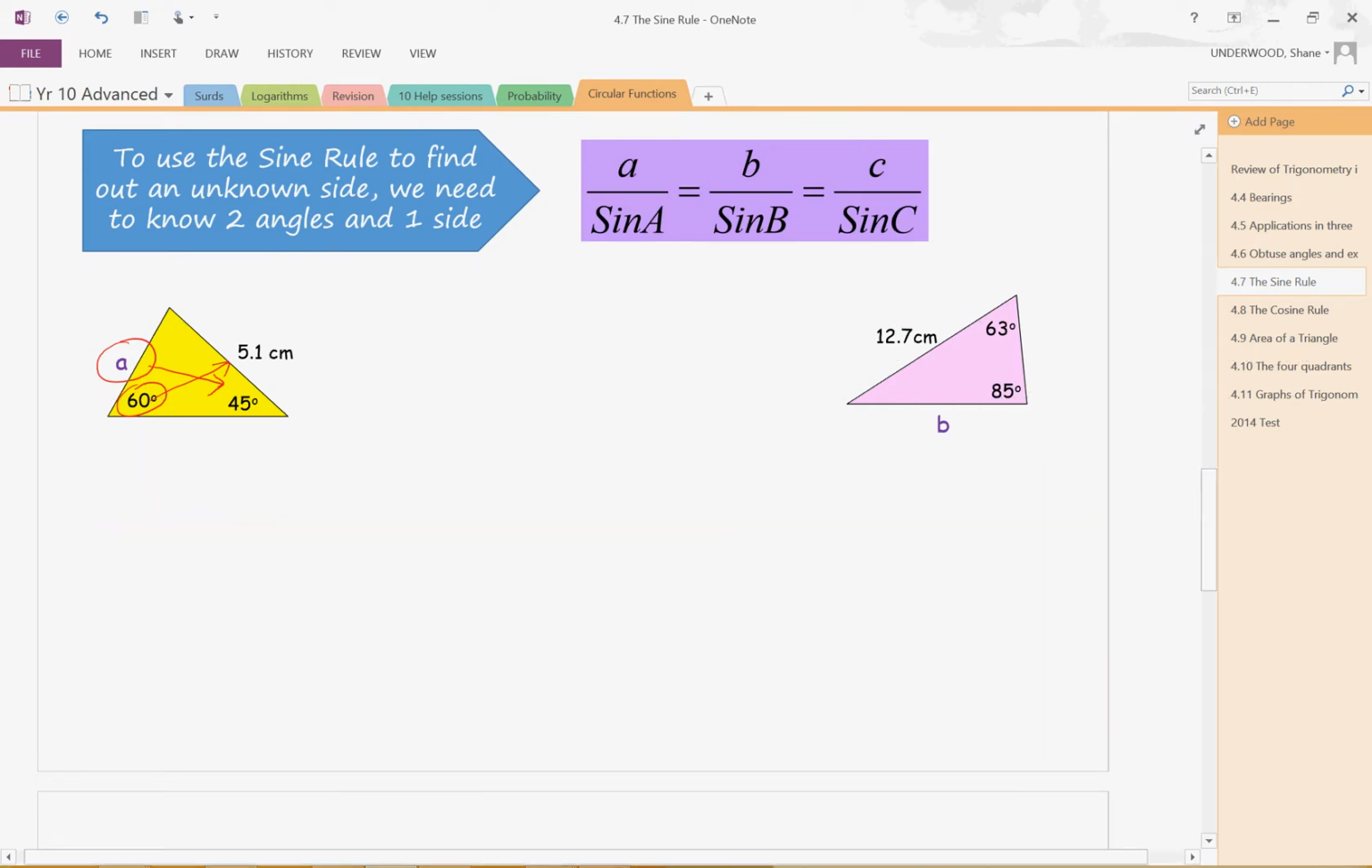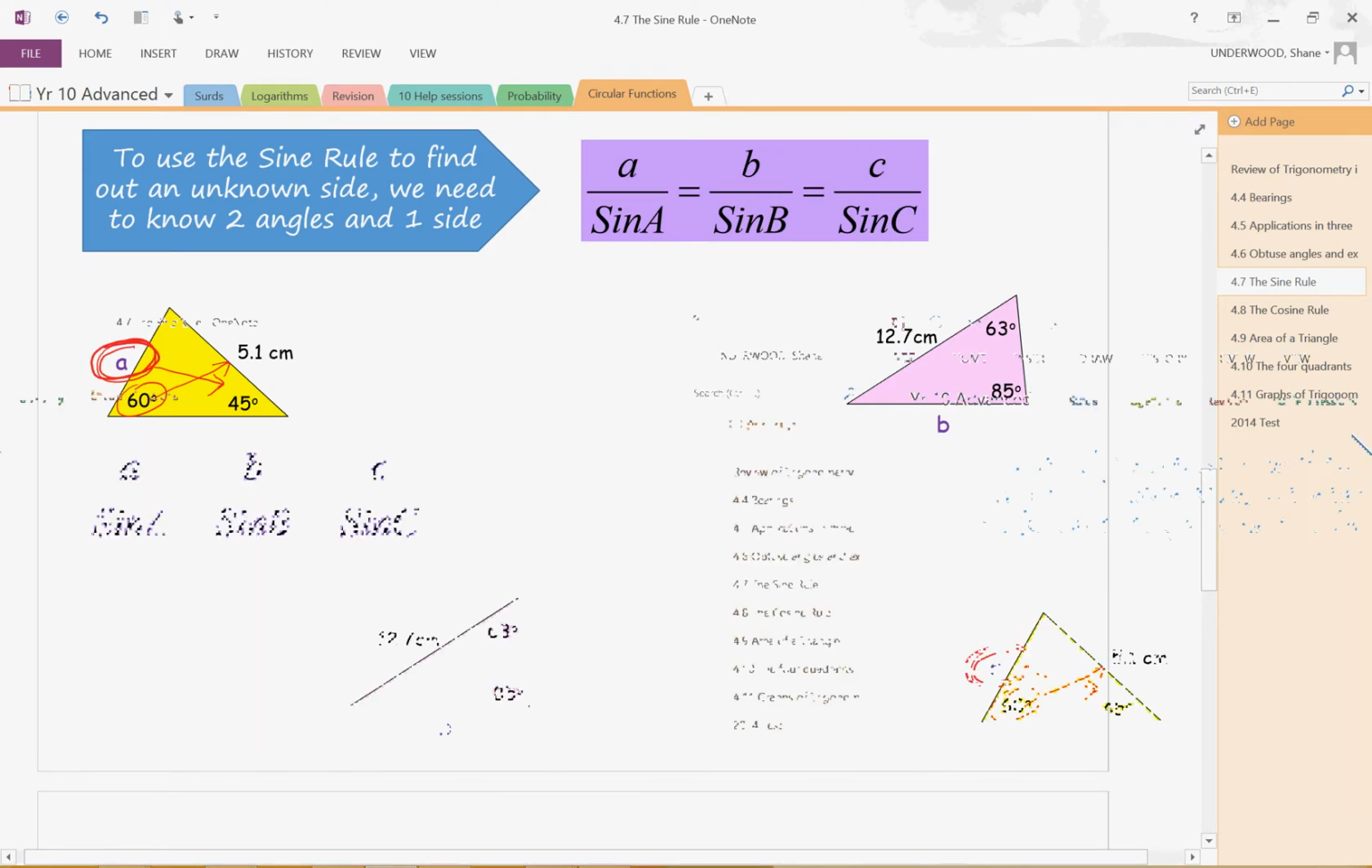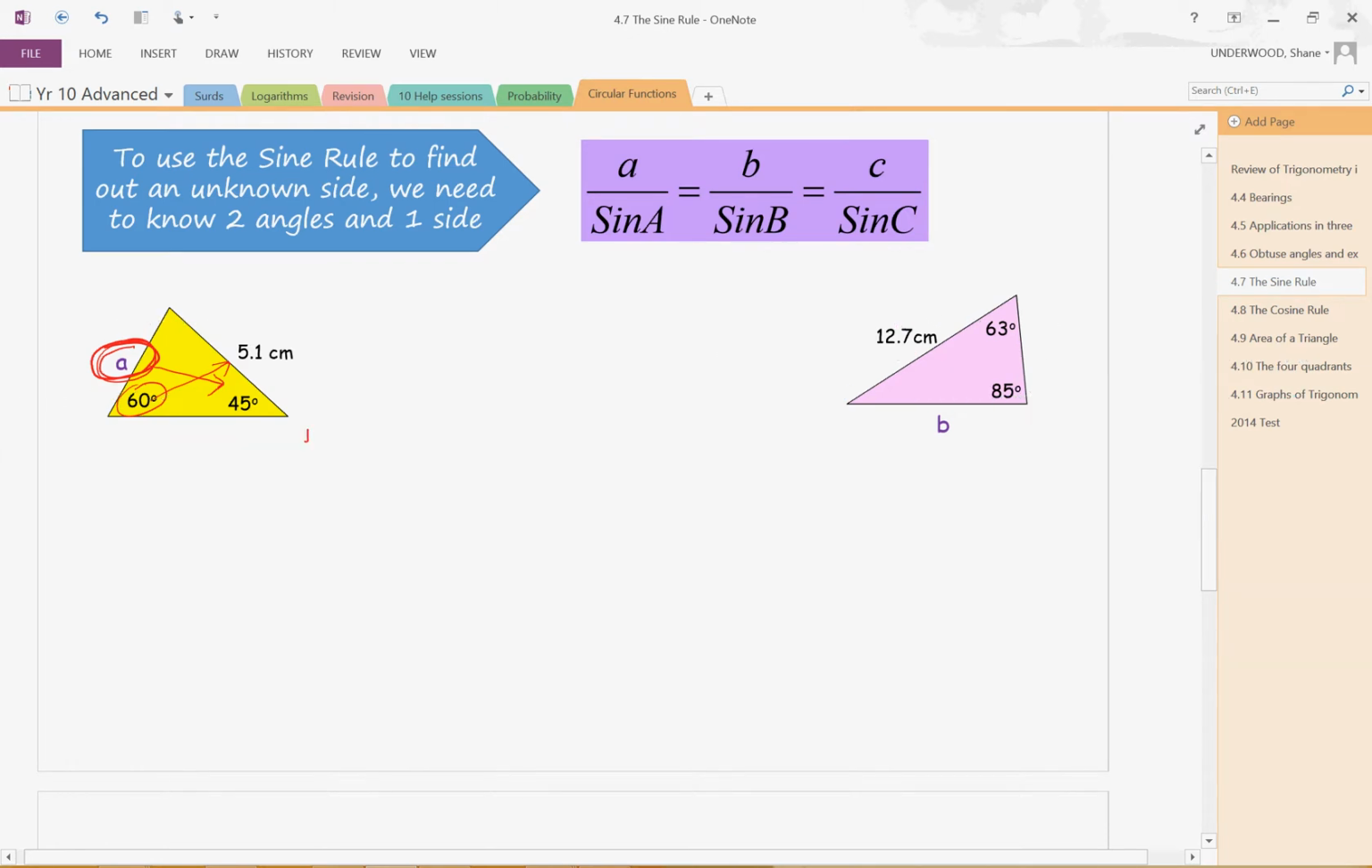But importantly, this is little a. So where do you think I'm going to put big A? 45 degrees. So I'm going to do that. Now if I've got big A over there, I'm just going to go around anti-clockwise, and I'm going to say that that's side B, that's angle B, and that's angle C. Do we give a hoot about what angle C is?